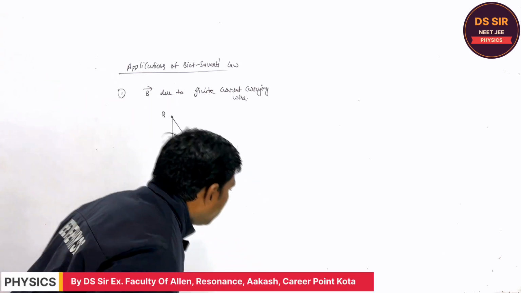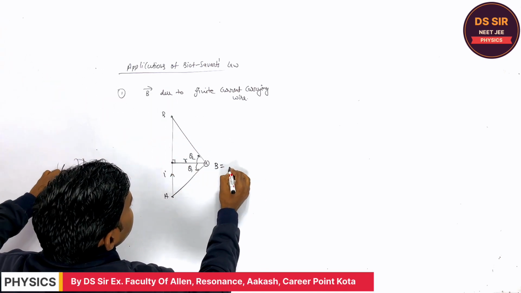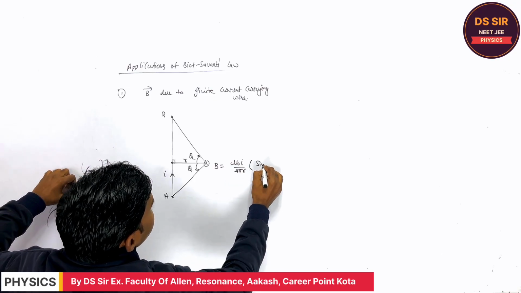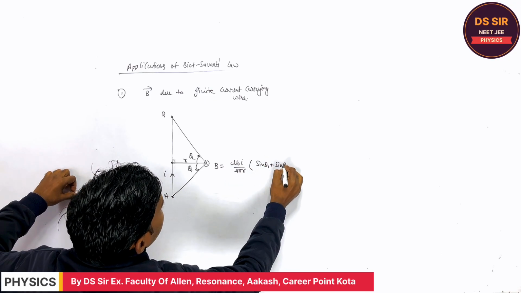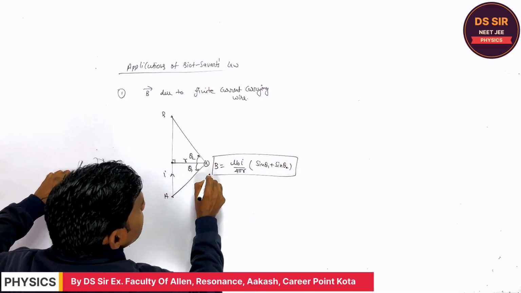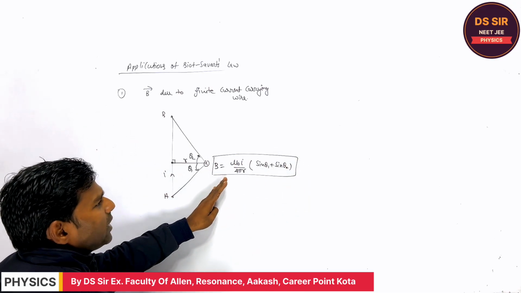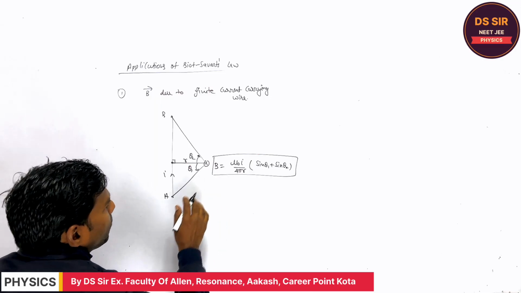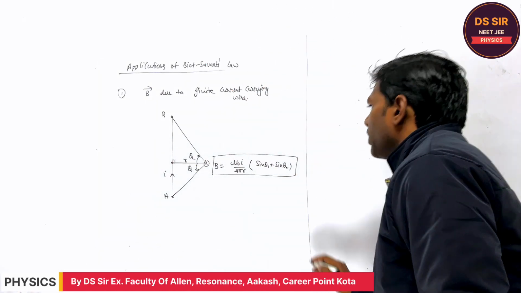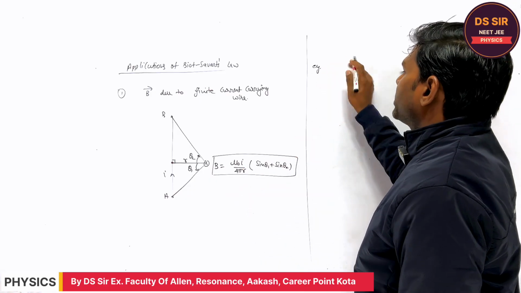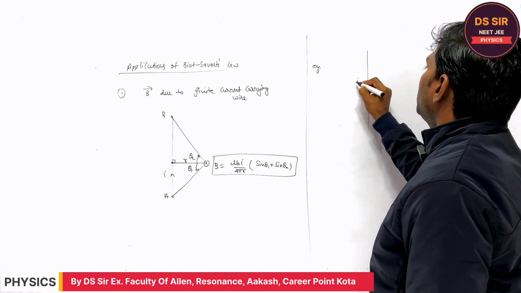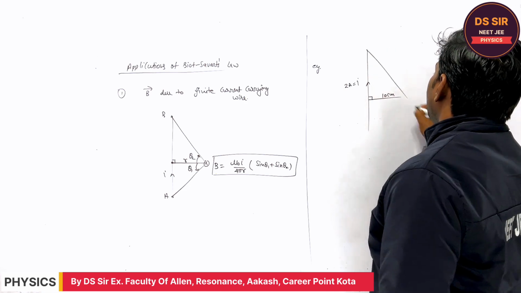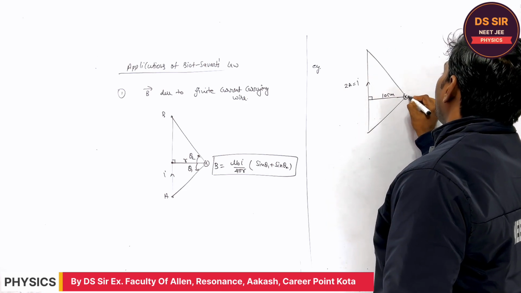So here the magnetic field is given by μ0 I upon 4π r, times (sin θ1 plus sin θ2). Although there is a derivation, we are not going to do that. You only have to remember this formula, copy this. For example, I am giving an example. If the current in the wire is 2 ampere, the perpendicular distance is 10 centimeter, and you have to find the magnetic field.